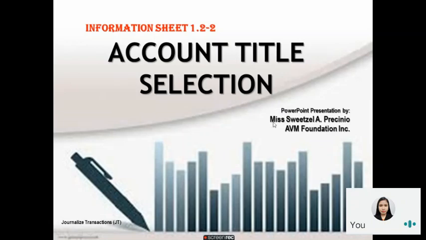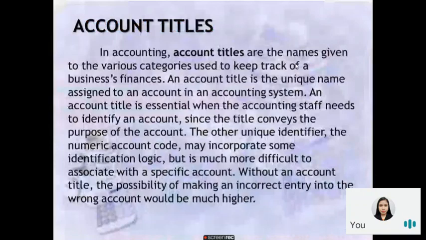We will now be moving to the actual journalization of the accounting of the business transactions. So now we will be going to familiarize what is an account title. Account titles are the names given to the various categories used to keep track of a business's finances. So an account title is the unique name assigned to an account in an accounting system.